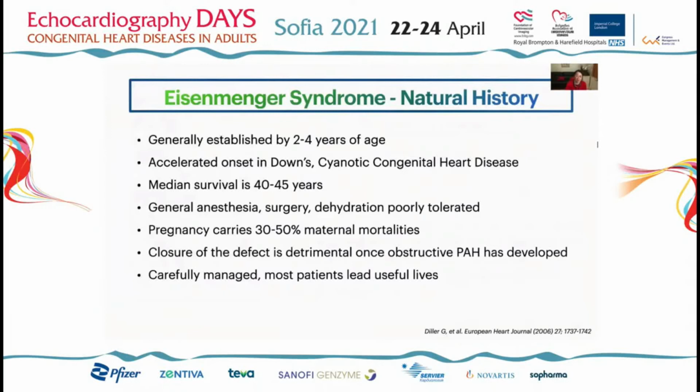They can have established pulmonary vascular disease by the age of 2 to 4 years old. It's indeed very young. Accelerated onset has been seen in patients with Down syndrome and cyanotic heart disease. Sometimes, especially in Down syndrome patients, they keep their fetal circulation type and their pulmonary vascular resistance never drops. So the right ventricle faces a very high afterload just before birth and even after birth.